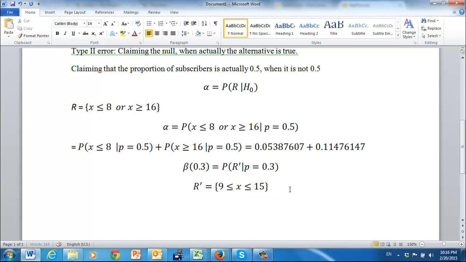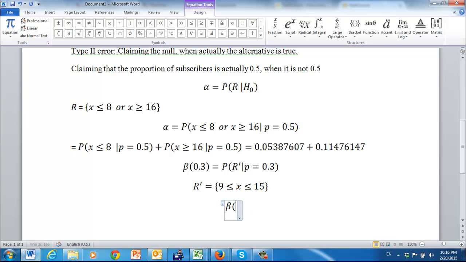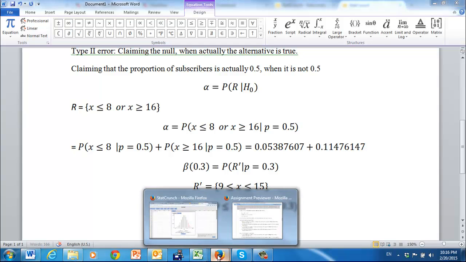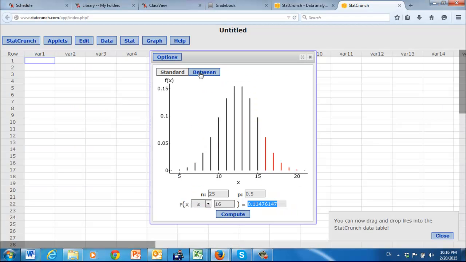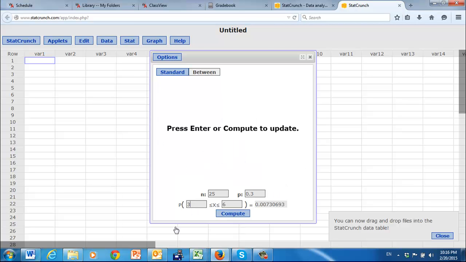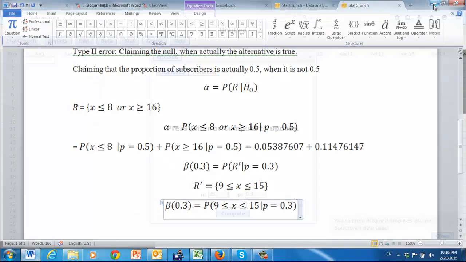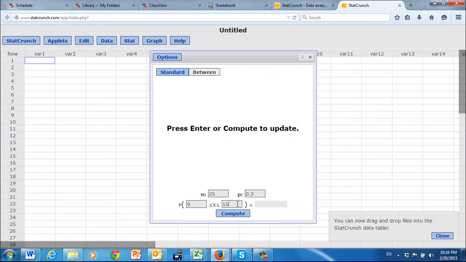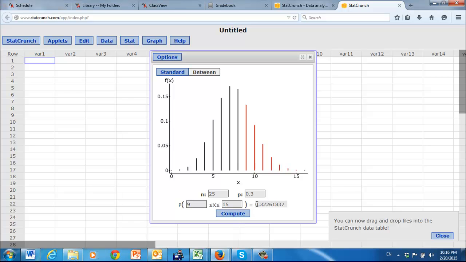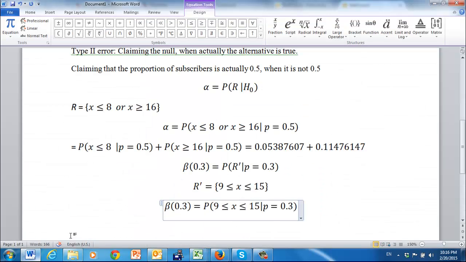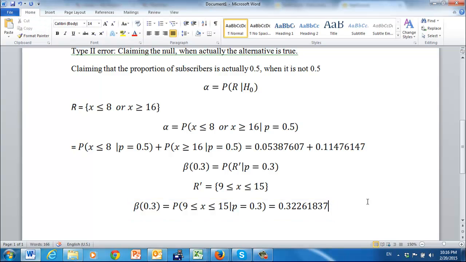So for beta of 0.3, you're going to have to compute the probability of x being between 9 and 15, given that the value of the proportion is 0.3. So here's what you're going to do with that. You're going to go ahead and go to the Between tab right here in StatCrunch. You're going to change the value of p to now 0.3, and you want to change this to 9 to 15. So this would be 9, this would be 15. Click compute. So that's going to be my answer. So I'm going to copy that over here, and we are done with the problem.